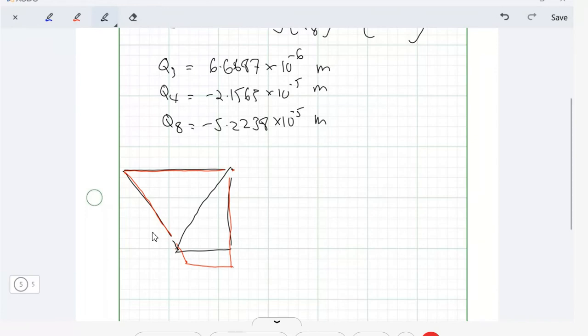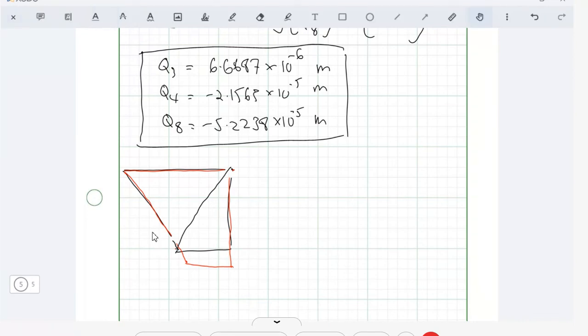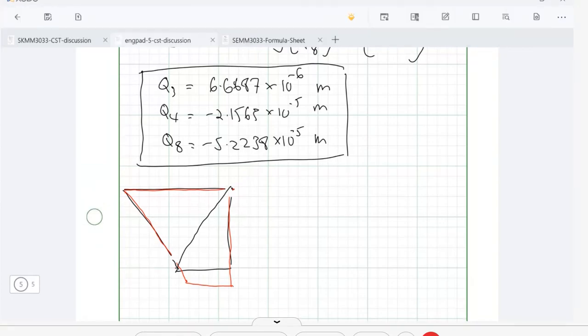So please take note. Try to redo this on your own. Hopefully you get the same answer as mine. And then once you get this, you can continue with the rest of the question. Okay, I think that's it for today's session.